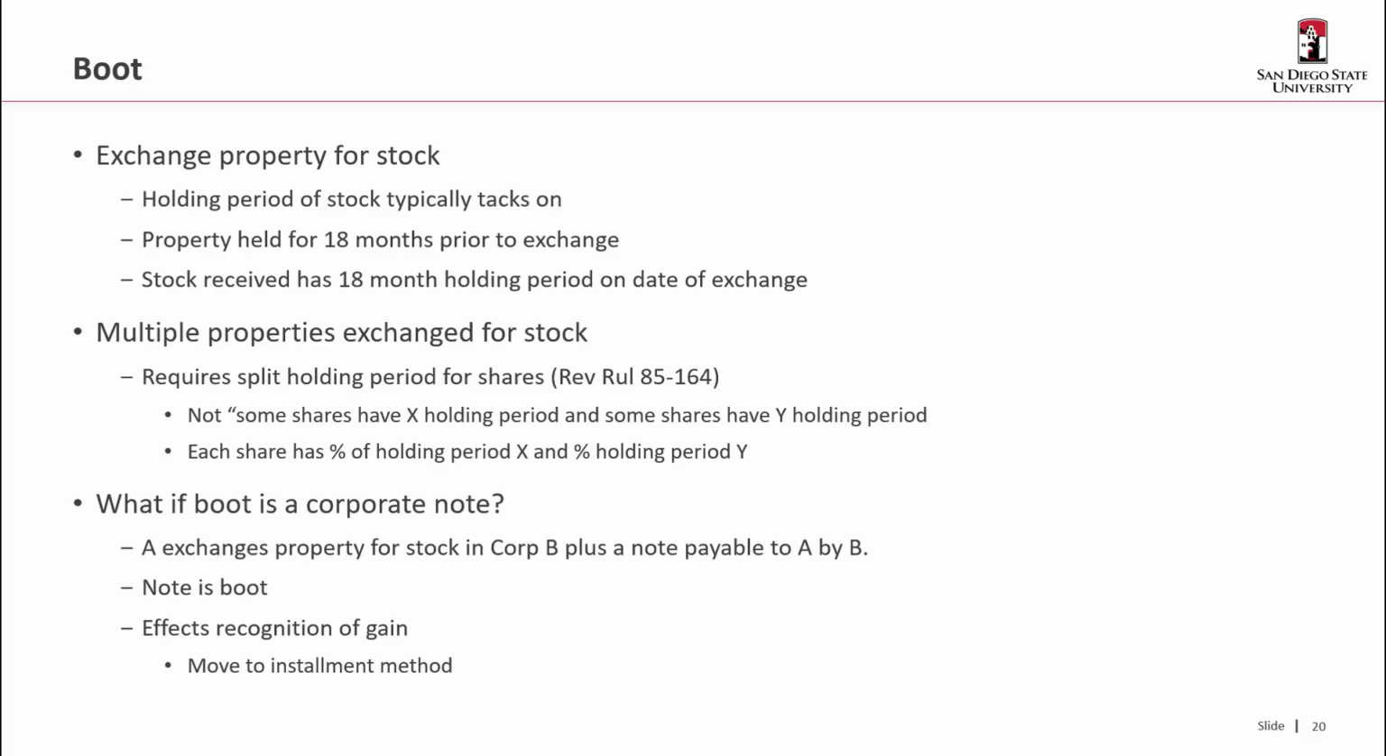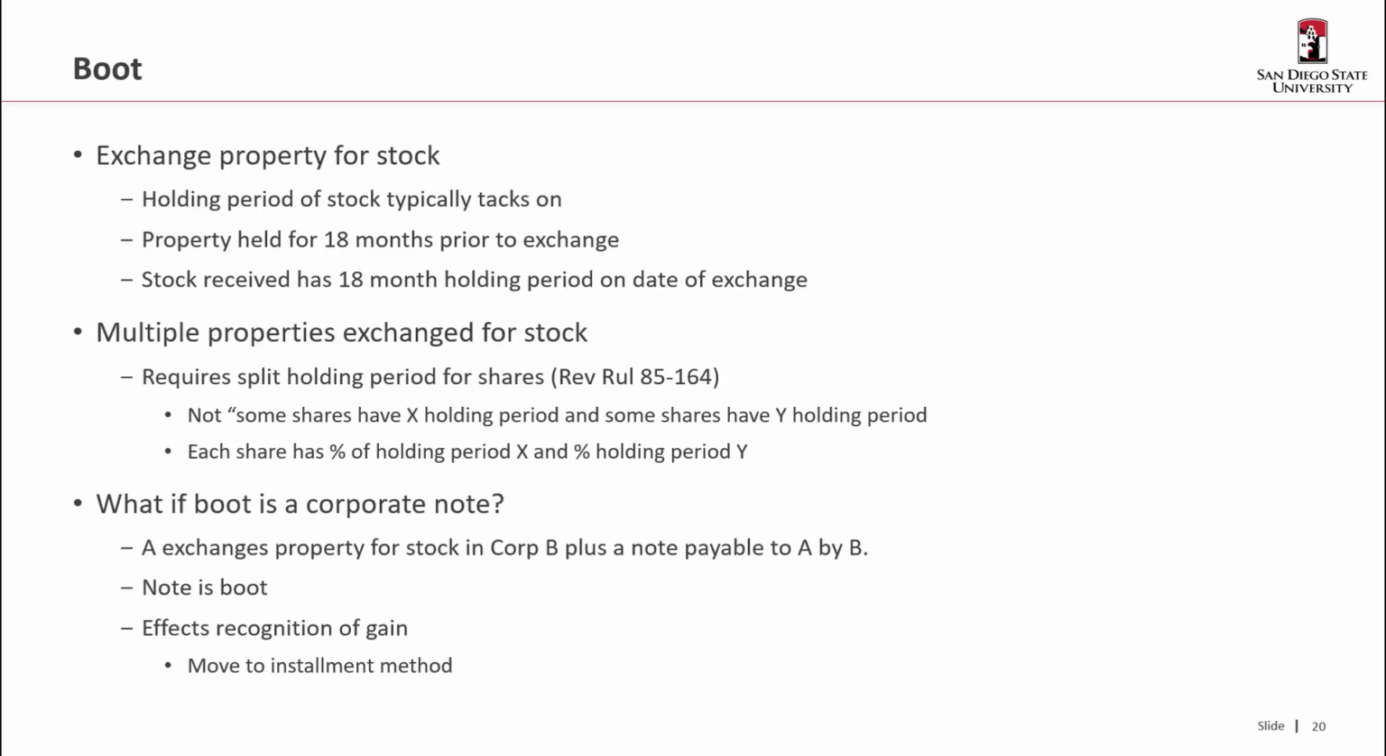exchange property for stock, the holding period of stock typically tacks on. We already discussed that. If multiple properties are exchanged for stock, that actually requires a split holding period for shares. So let's go back and think about that example we just did, the land and the building. Let's say that the holding period for the land was 10 years and the holding period for the building was 5 years. And now I have in my hands some stock.